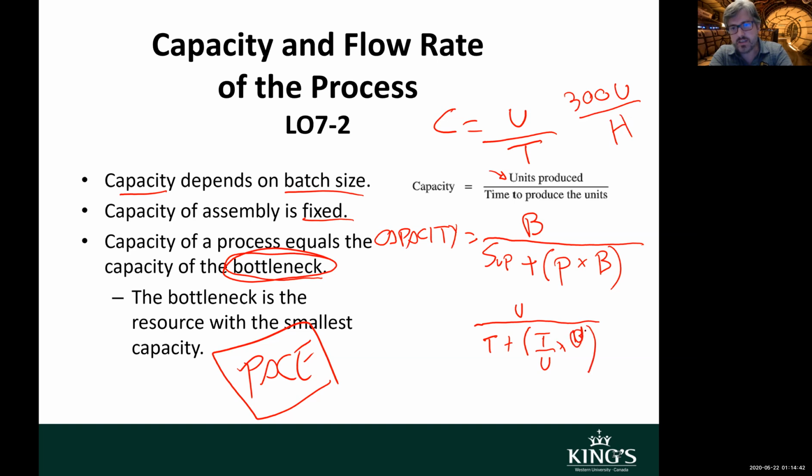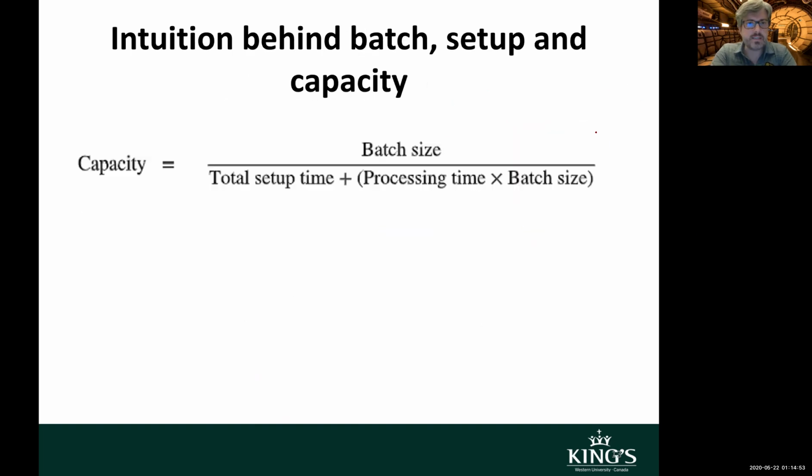So let's see if it makes sense. This cancels with this, T and T, so you end up with units per time. There we go. We have it right there. So this makes sense. Now, wow, look at it. I just did that equation by intuition. Here's the equation again, formally introducing the capacity with respect to batch size and setup times.